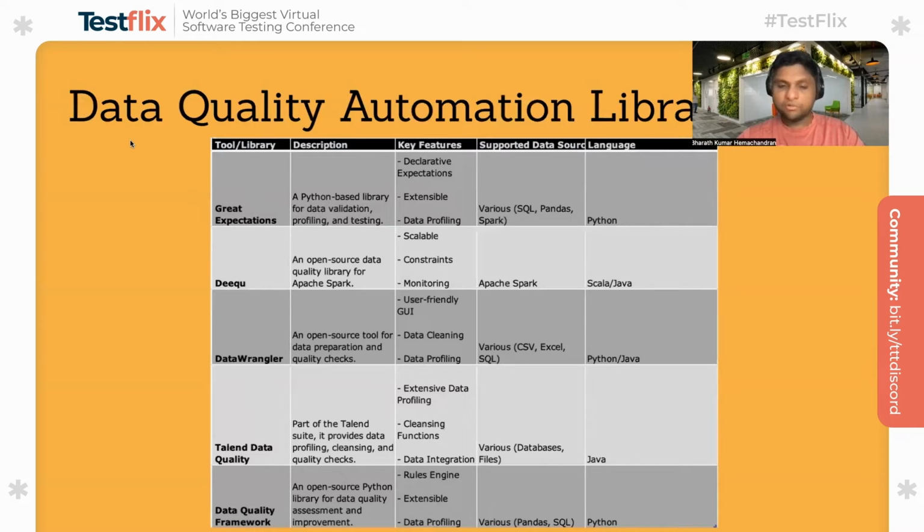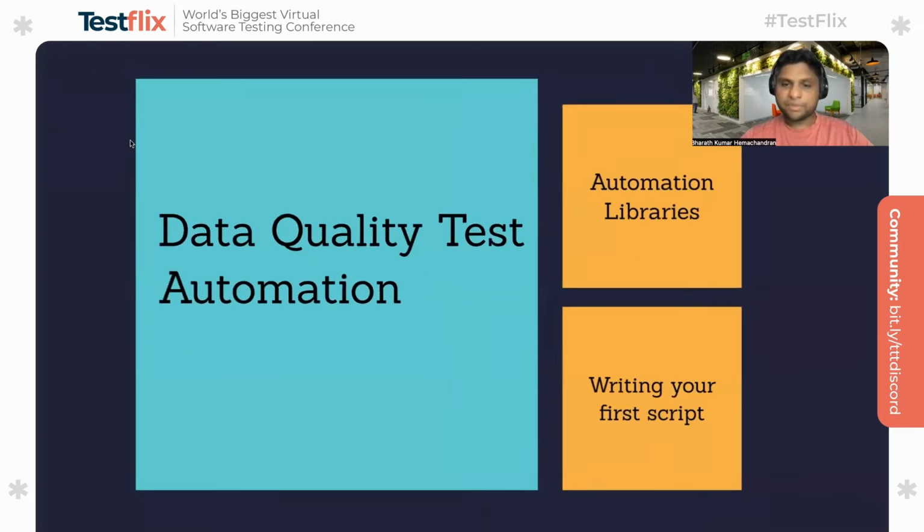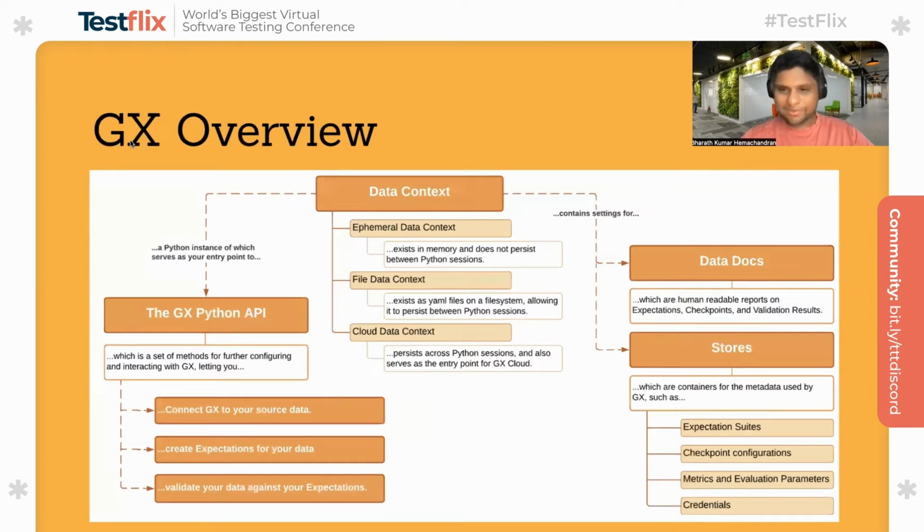If you prefer a more visual interface, Data Wrangler or Talend would be a great choice. If you like coding and if you like getting into the nitty-gritty of things, Great Expectations or Data Quality Framework, or DQ, are wonderful choices to use. Of course, it also depends upon how good you are with programming, how much the team subscribes to the programming languages that you like to work with. So I'm going to use Great Expectations.